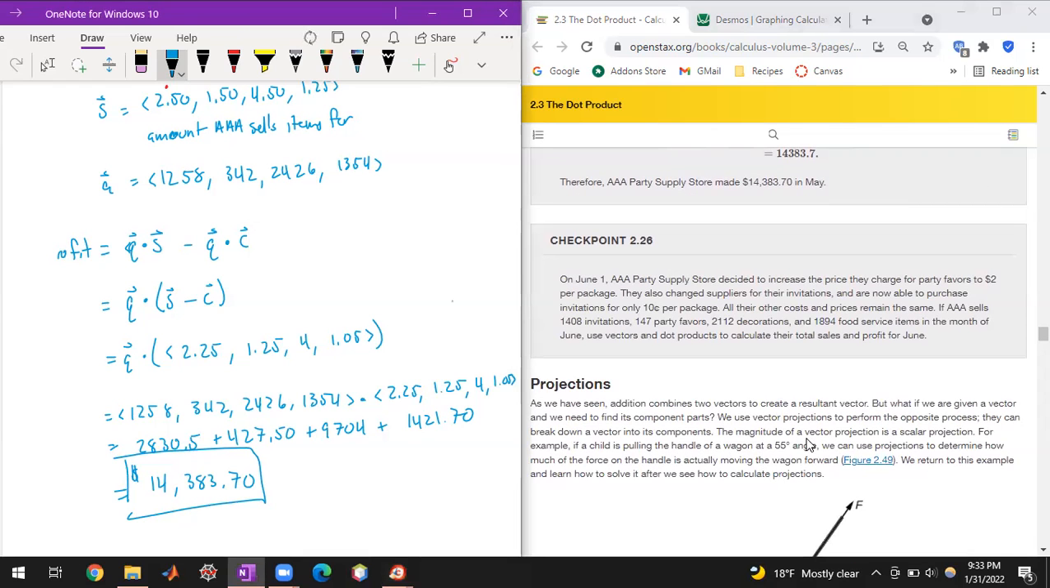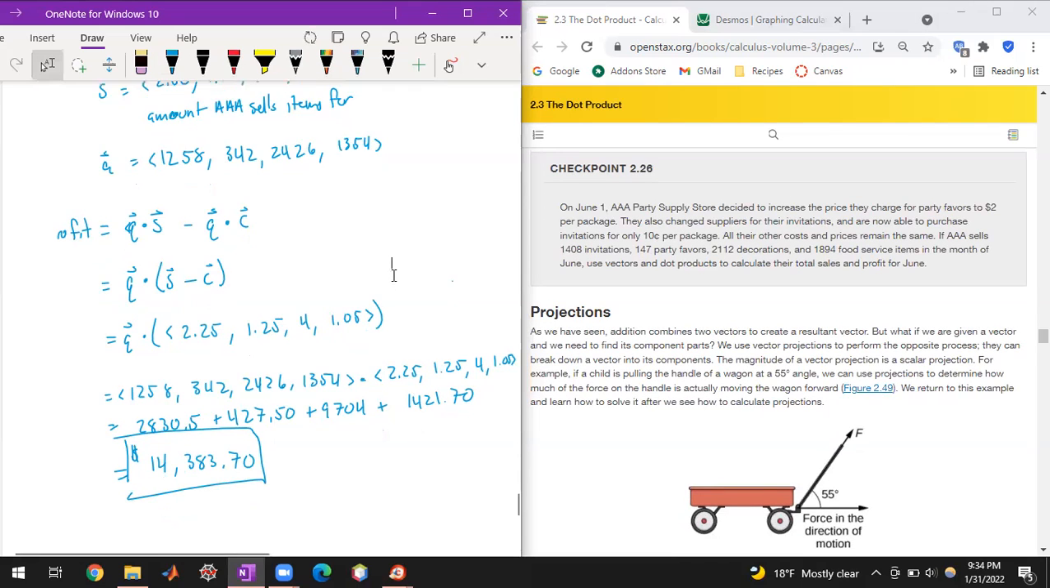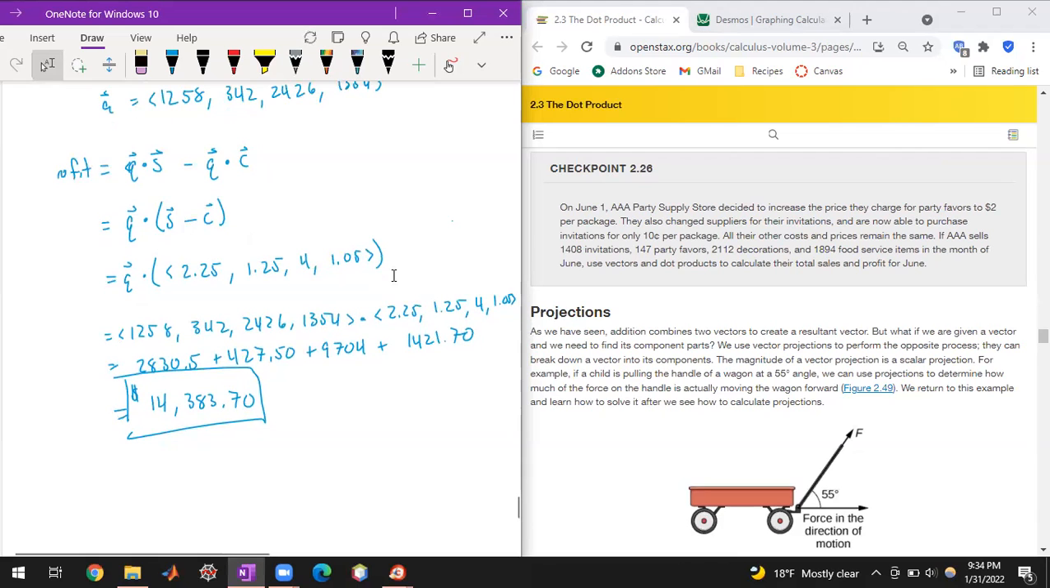All right, so for the checkpoint now, we're told that the supply store decided to increase the price they charge for party favors to $2 per package. They also changed suppliers for their invitations, so they're now able to purchase invitations for only 10 cents per package. All of their other costs and prices remain the same.